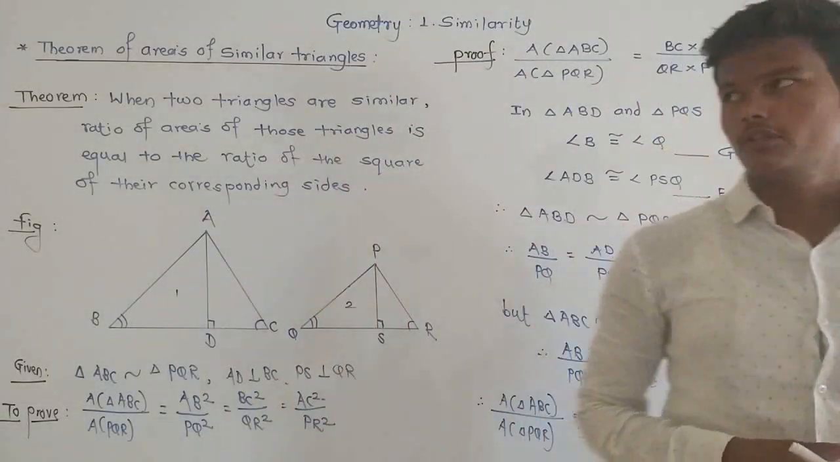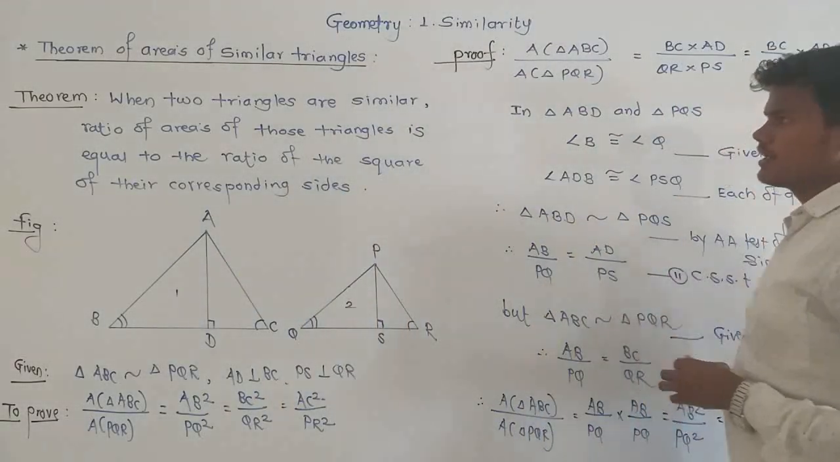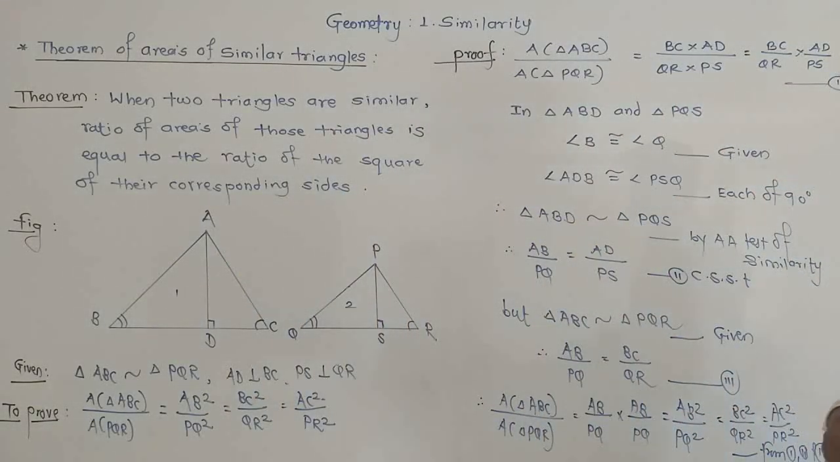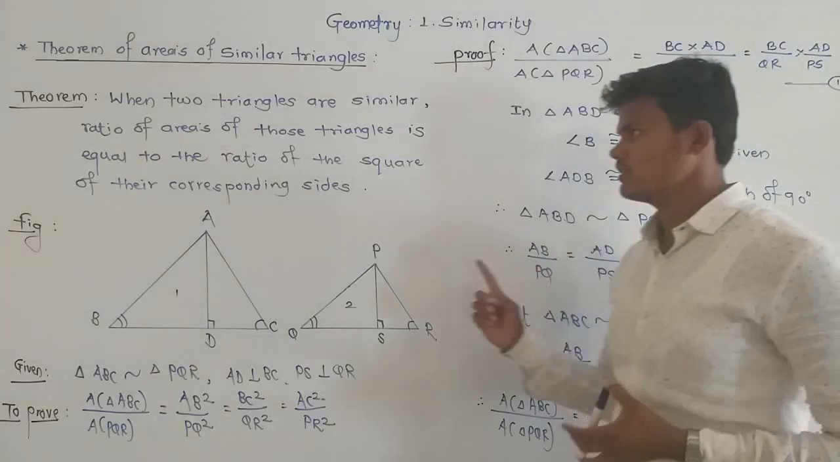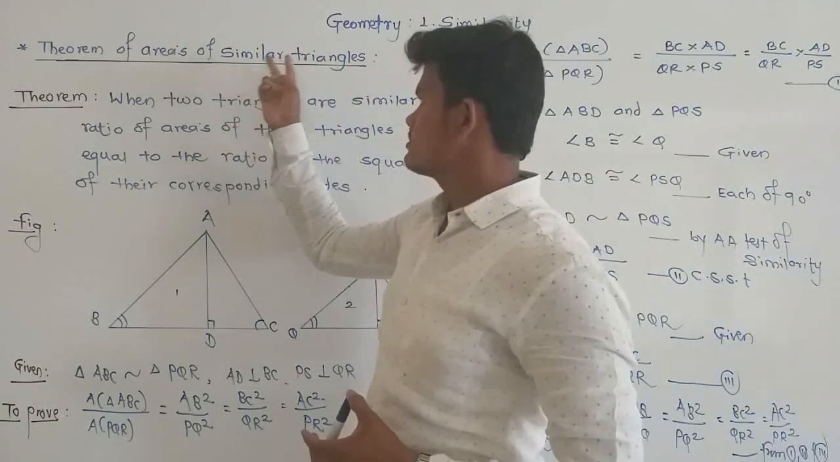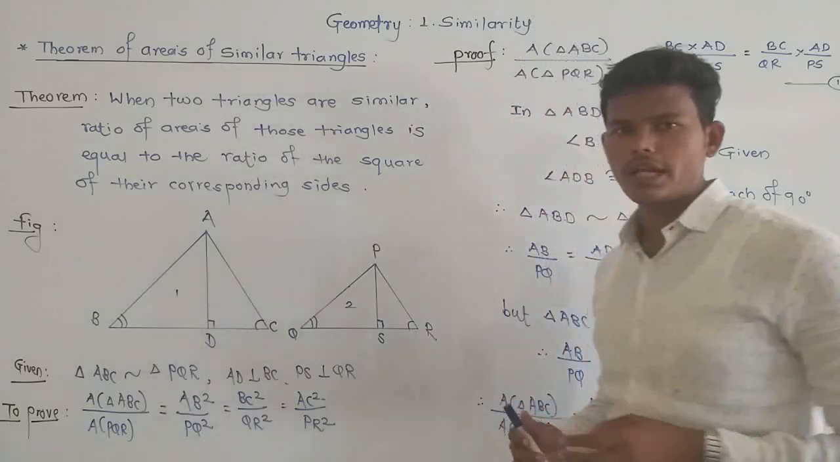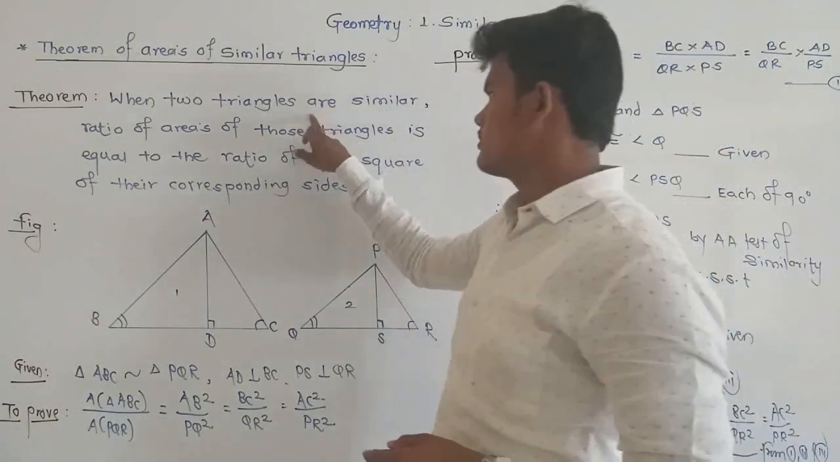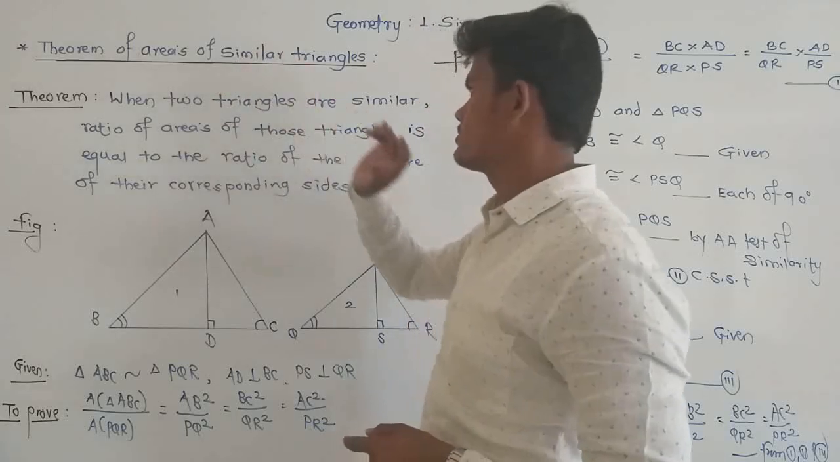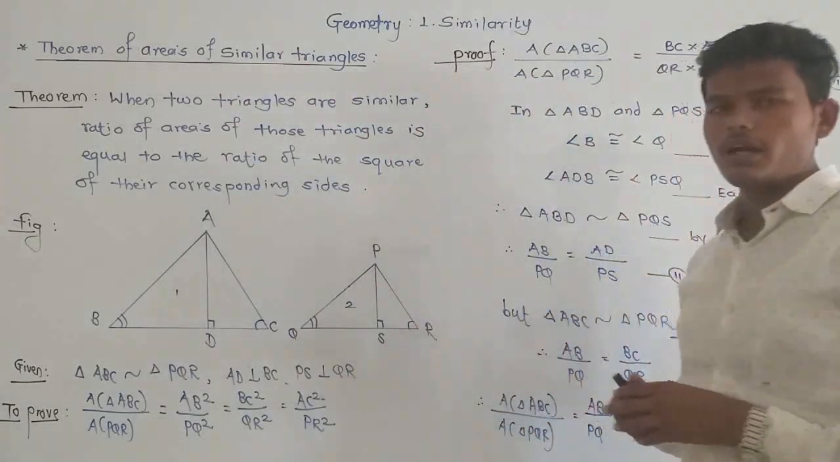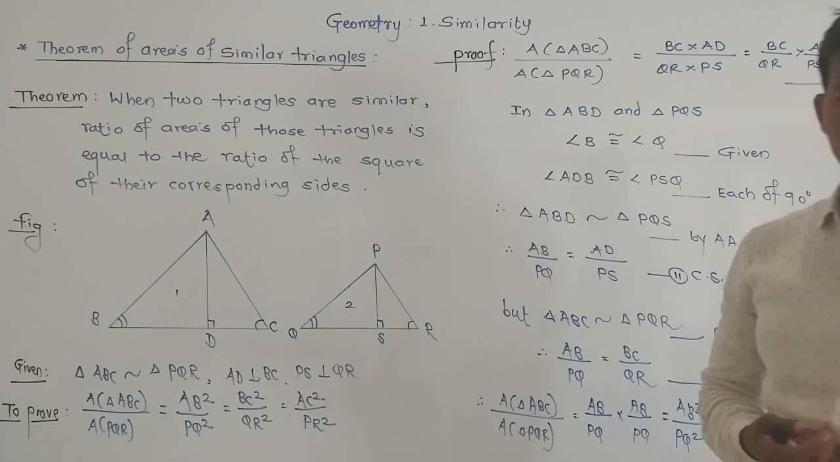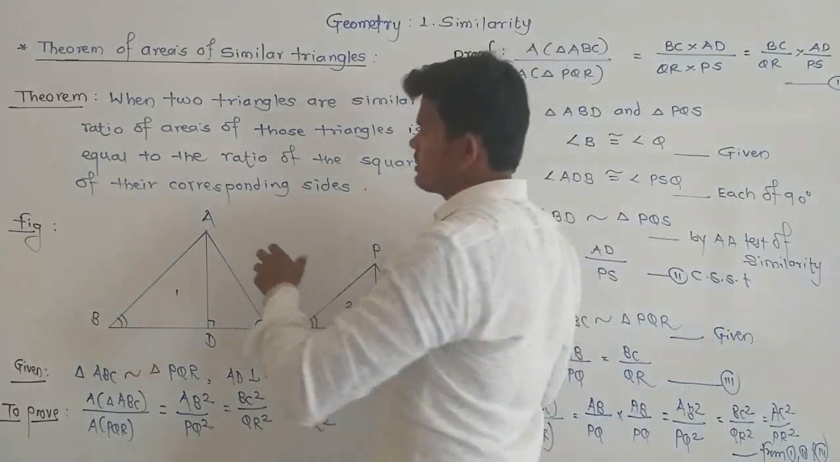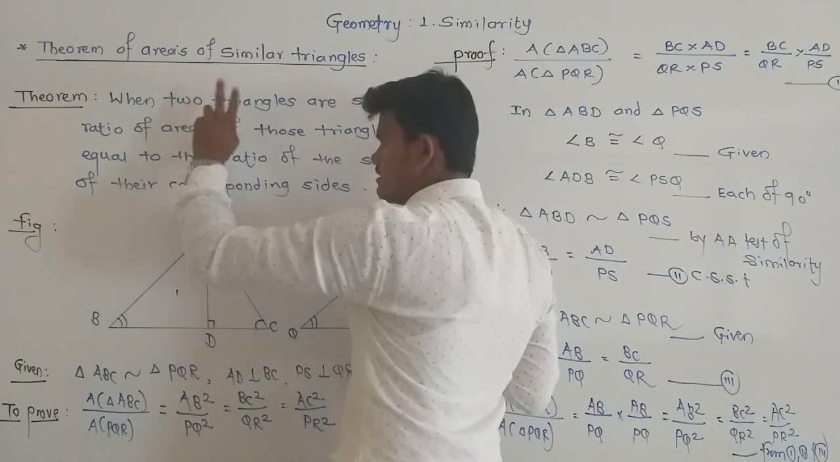So I again repeat, what is the theorem of areas of similar triangles, and when we are applying it. First of all, to use the theorem of areas of similar triangles, the two triangles must be similar. Without the two triangles being similar, we cannot apply the theorem. That means to apply the theorem of areas of similar triangles, the most important thing is that the two triangles are similar.